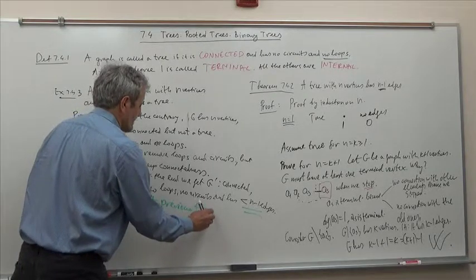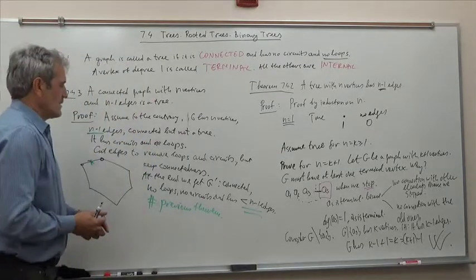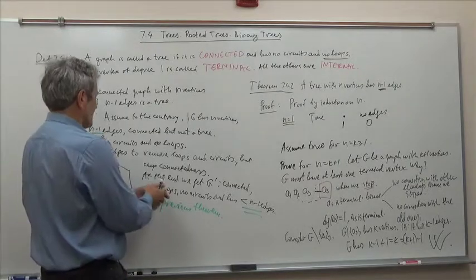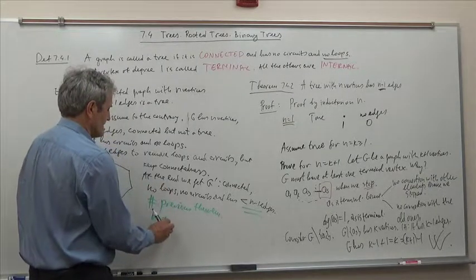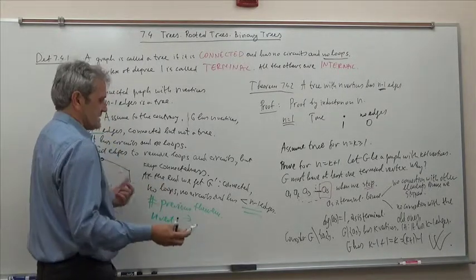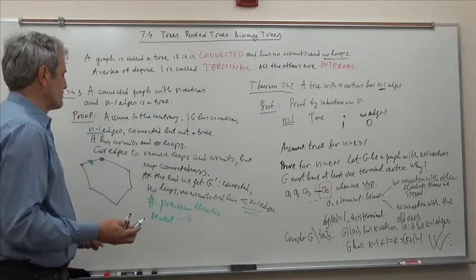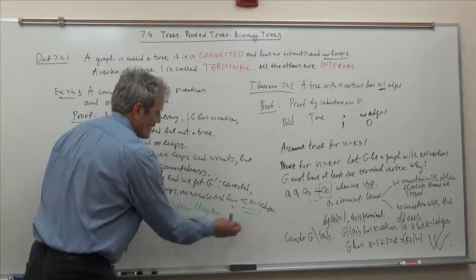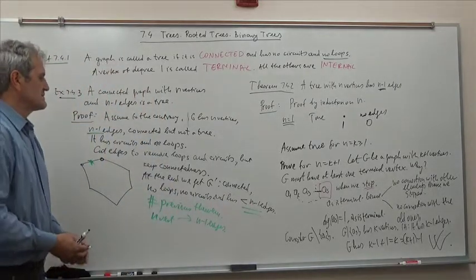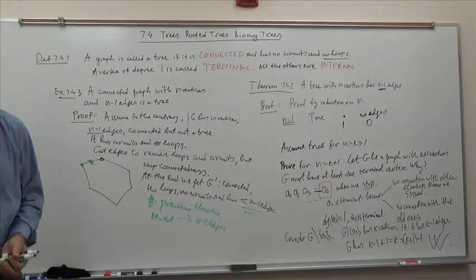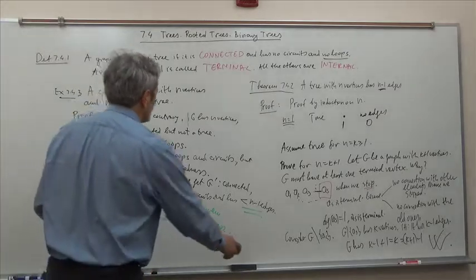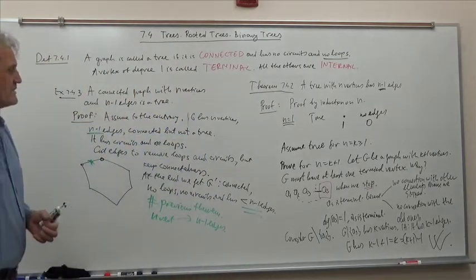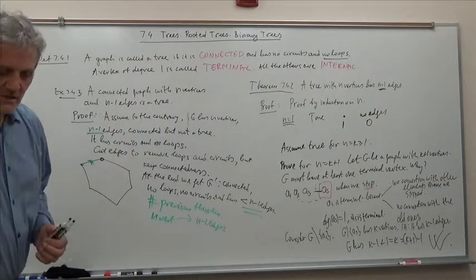Here. Why? Because we still kept n vertices, so the previous theorem says that your G prime must have n minus 1 edges. But we went down, so that contradiction proves our statement. So it's a nice, easy proof in both directions. It's actually a very nice exercise in our induction.